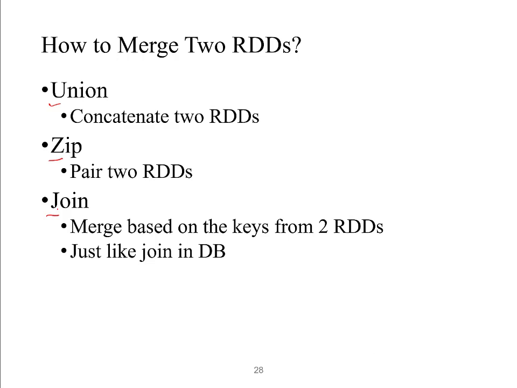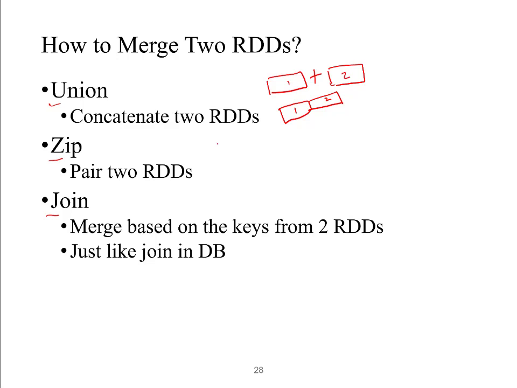Union is more or less like you concatenate two RDDs. For example, this is 1 and this is 2. For union, you kind of plus them together, concatenating the second one after the first one. So this is union. Zip is like you pair two RDDs.